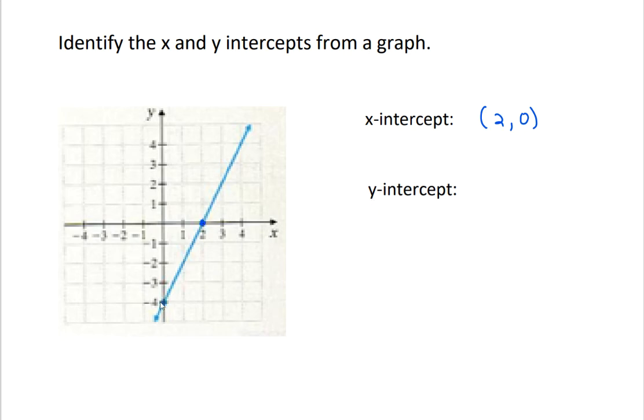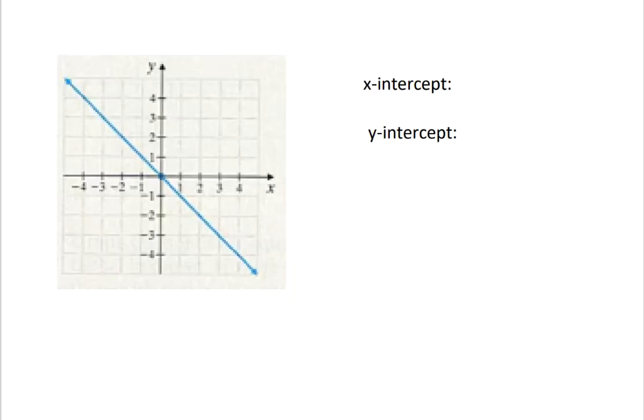The Y-intercept would be this point right here. To get to that point, I wouldn't go left or right. So it would be 0, -4. My X-intercept here would be right here in the center, in the origin. So my X-intercept would be 0, 0. Where is it crossing the Y-axis? Where is my Y-intercept? It would also be at 0, 0.